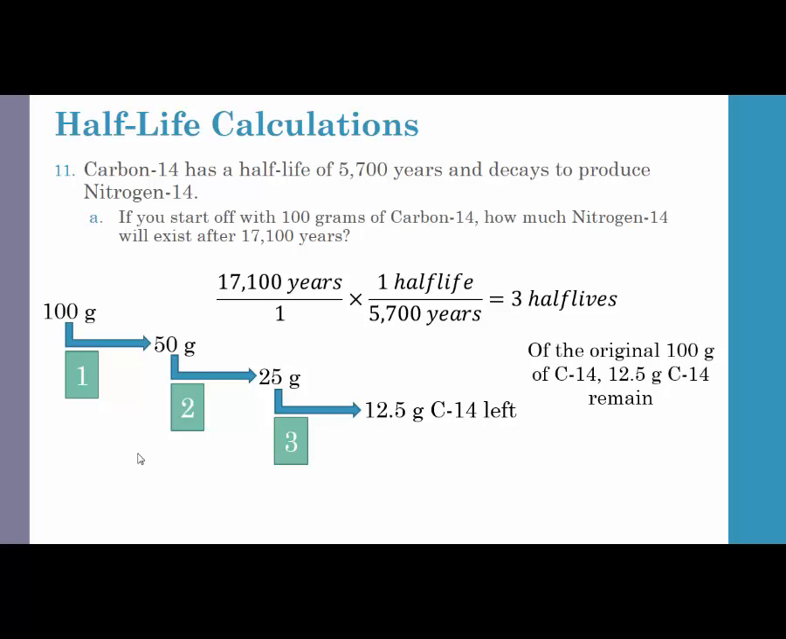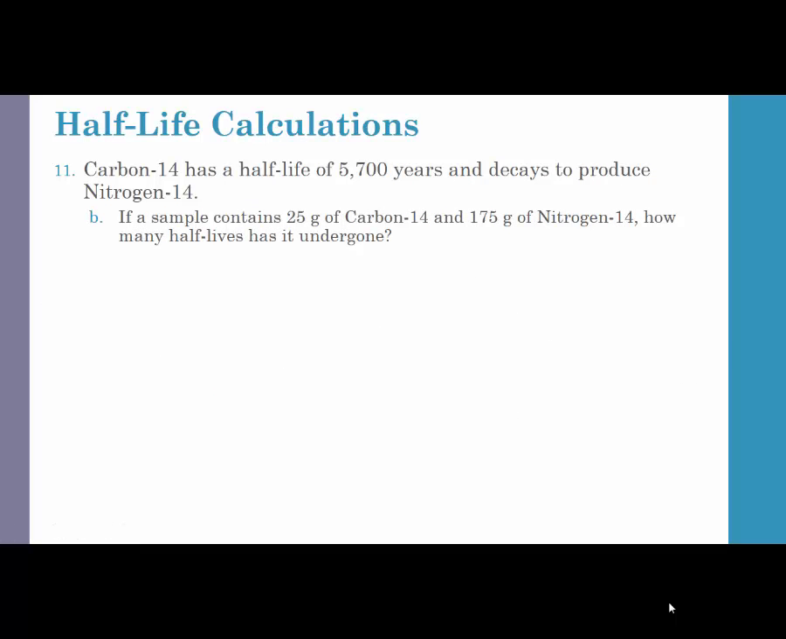So 12.5 grams remain. What happened to the rest of the carbon? That carbon-14 was converted into a stable product, which is nitrogen-14. So if I have 12.5 grams of carbon-14 left, that means the rest of it, the other 87.5 grams, have been formed into nitrogen-14. For the next problem, a sample contains 25 grams of carbon-14 and 175 grams of nitrogen-14.